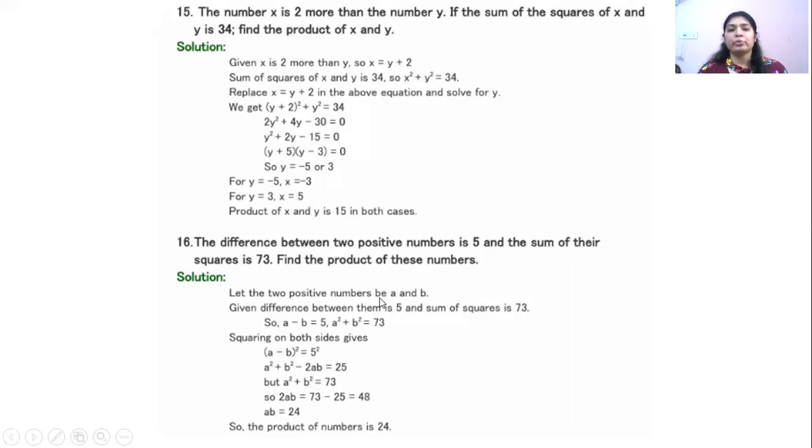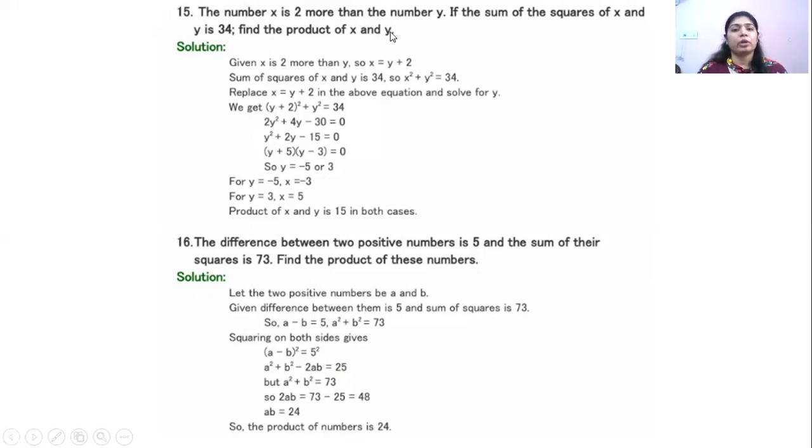But so many of you want to do it the other way. See question number 15, the statement of which is the same as question number 16. The number x is 2 more than the number y. 2 more means x is equal to y plus 2, or we can say x minus y is equal to 2. If the sum of the squares of x and y is 34, again x square plus y square is 34. The statement is the same. If you want to go ahead with this method, then you can. And if you don't want to adopt this, then there is another method.